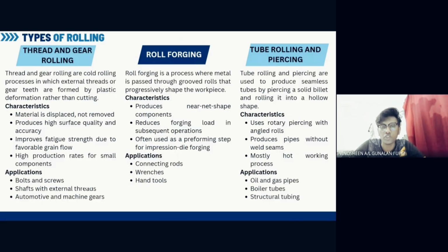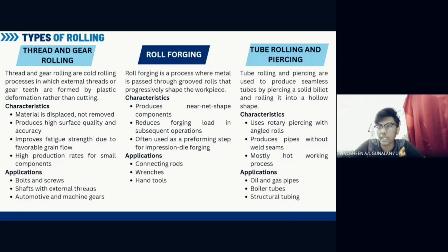Now let's look at roll forging. Roll forging is a process where metal is passed through grooved rolls that progressively shape the workpiece. So the characteristics are that it produces near net shaped components, reduces forging load in subsequent operations, and is often used as a preforming step for impression die forging. So the applications are connecting rods, wrenches, and hand tools.